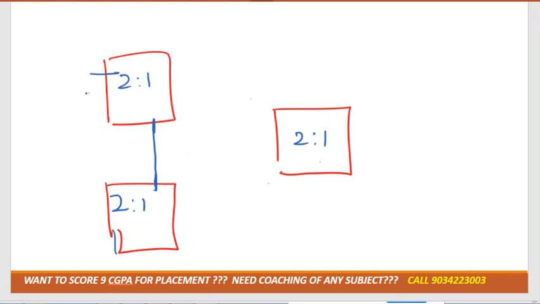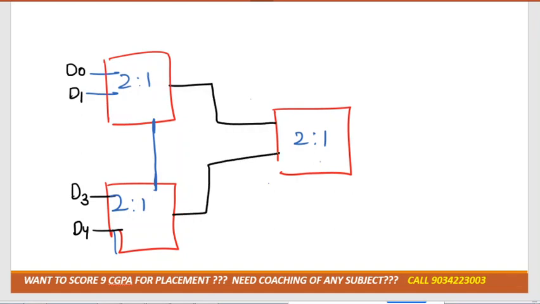Now again we can give the inputs. If there is a 2 is to 1 mux, then we need to give two inputs, D0, D1. We can give here D2, D3, correct? And then the output of this mux would be the input of the next mux. Output of this mux would be the input of the next mux. And the final output is represented by Y. Clear? Okay, tell me, any doubt up to here?